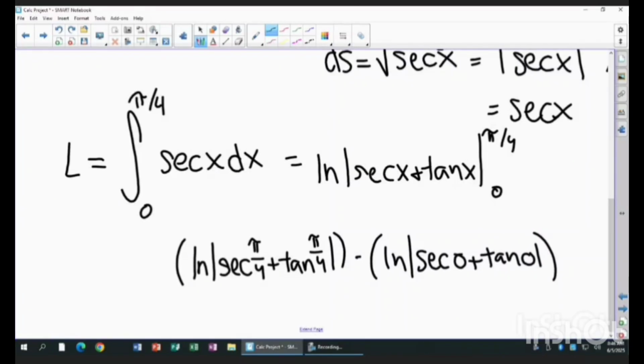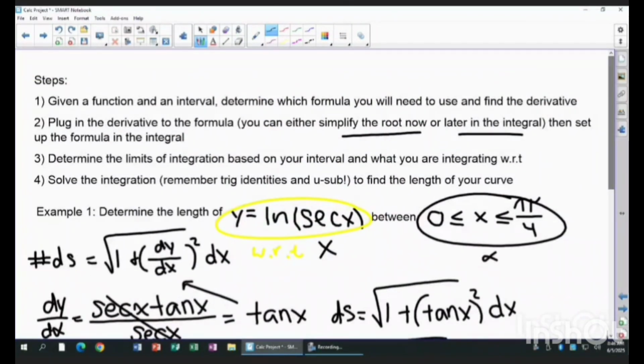And in the end, after you solve it out, you will get ln(√2 + 1). So that is how you solve for the curve length. Sometimes you're going to need a calculator to determine the actual value, or you can leave it as something like this. You don't have to do the calculation, but this is the basics of how to solve.